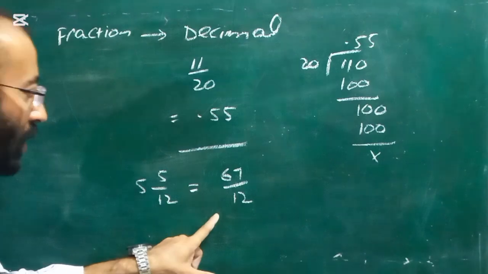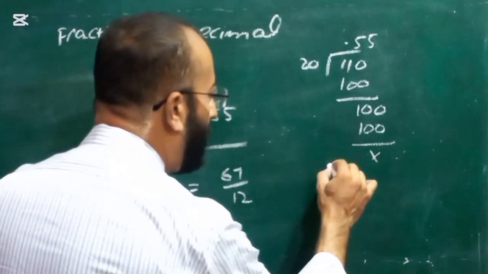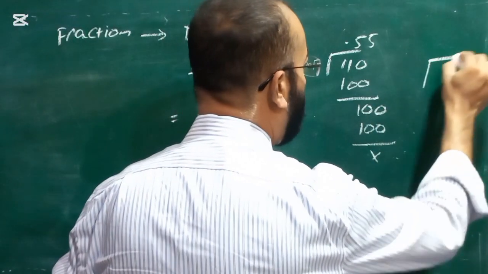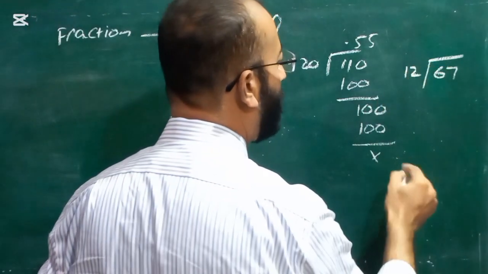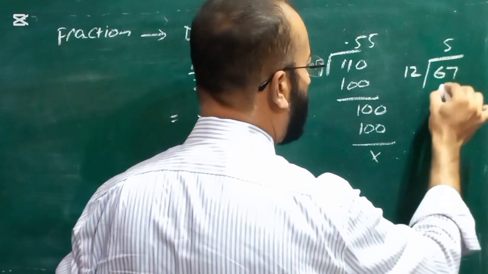So now we will solve it. 67 will be placed inside the bracket and 12 outside. And now we will solve. 12 5s are 60.